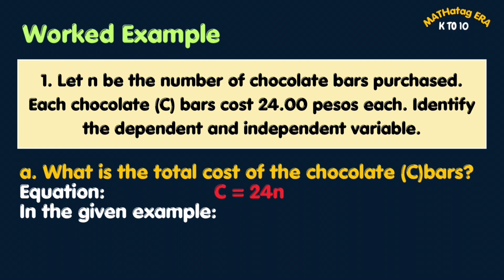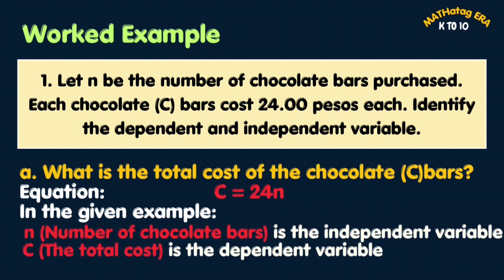Now, which is independent? It is the number of chocolate bars. Which is dependent? The total cost, because the cost depends on how many bars you buy.